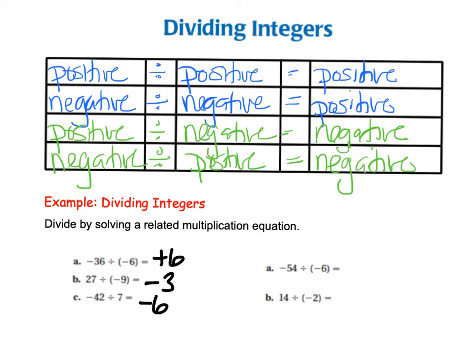And more examples, a negative 54 divided by a negative 6. Because my signs are the same, it will be positive. 14 divided by a negative 2. Well, my signs are different, so my answer will be negative.